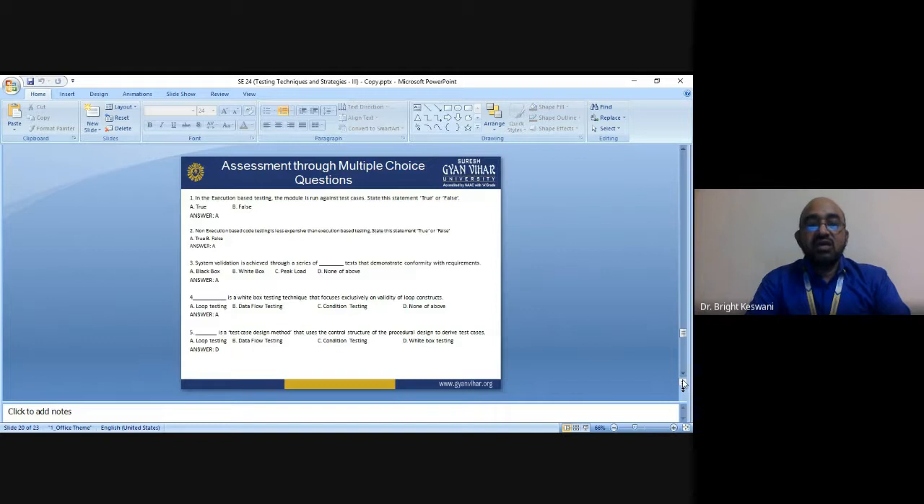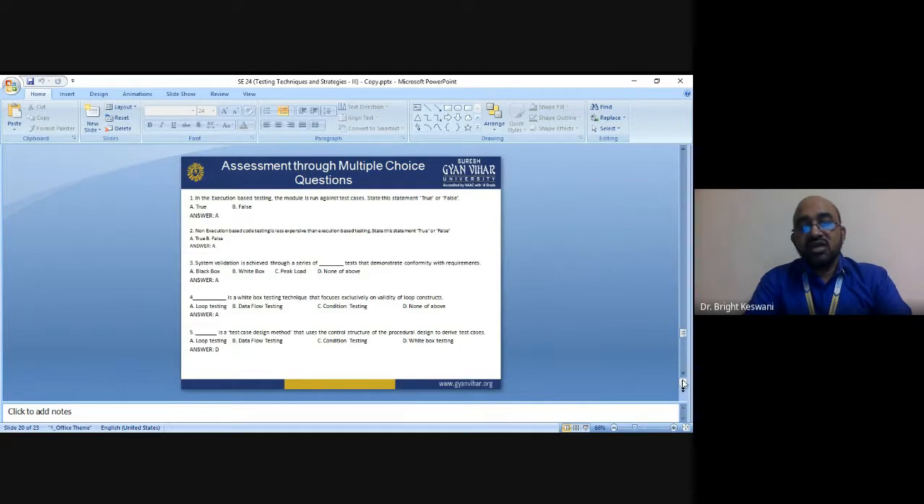Okay. The third question is: system validation is achieved through a series of tests that demonstrate conformity with requirements. First is black box, second is white box, third is peak load, and fourth is none of above. Black box is the right answer of this question.